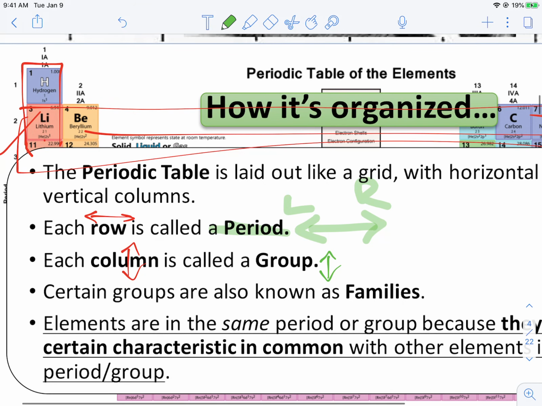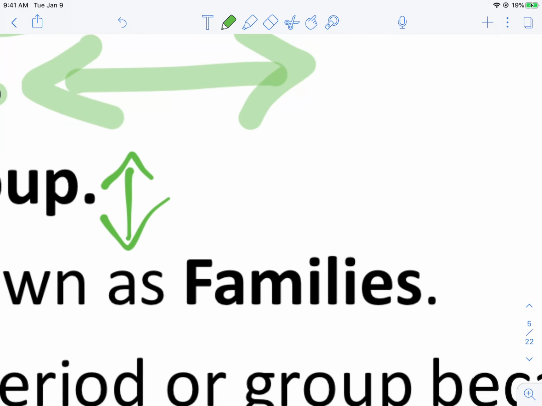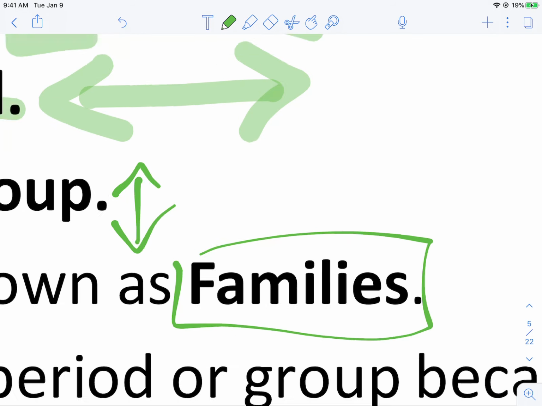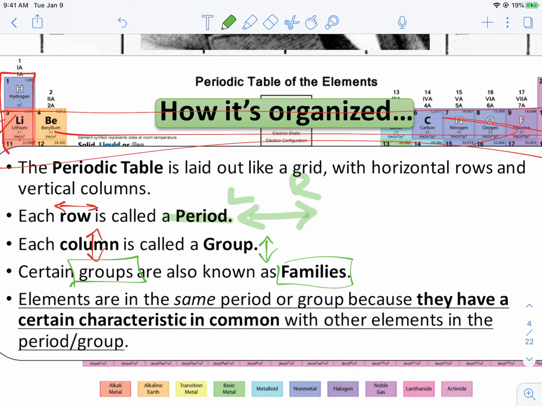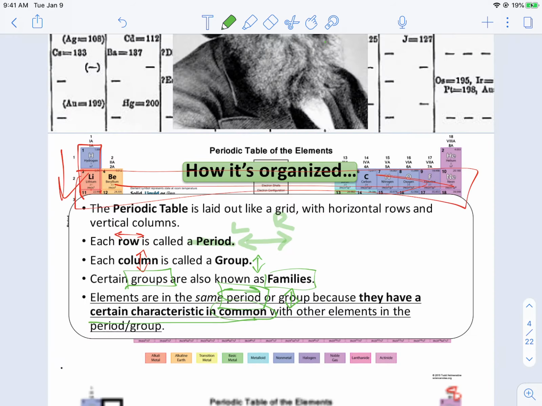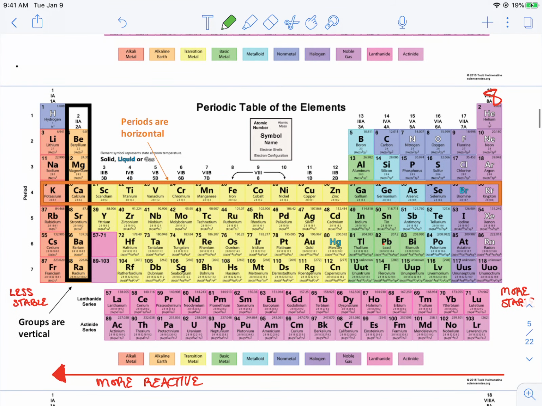Now, the next thing is that certain groups, ones that are very, very well known and typically used, are called families. If you ever see the word family, it is synonymous with group. Elements are in the same period, which means same row, or they're in the same group, column, because they have certain characteristics in common. If they're in the same period, in the same row, they have something in common with the elements next to them. If they're in the same group, they have something in common with the elements beneath and above them. We'll get to exactly what that means.